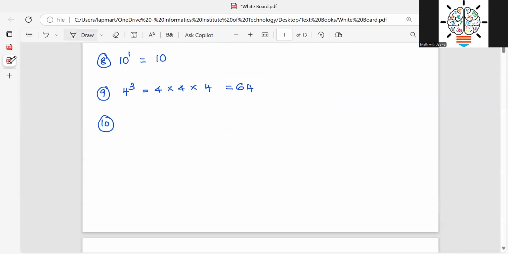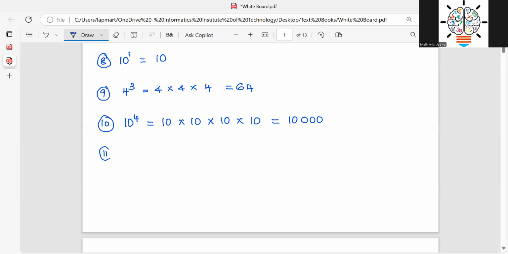Question number 10, you have 10 to the power of 4. How do you get the answer? 10 to the power of 4 is 10 times 10 times 10 times 10. So you write the answer 10,000.